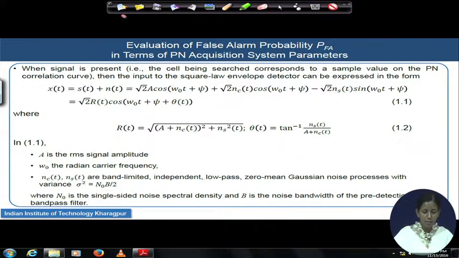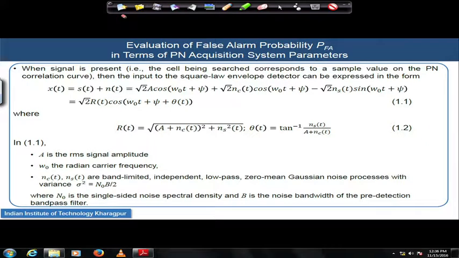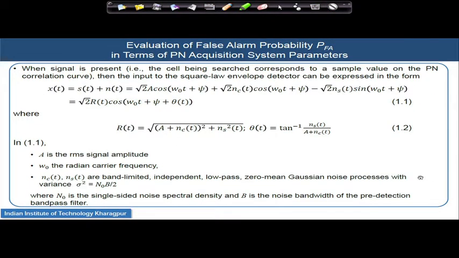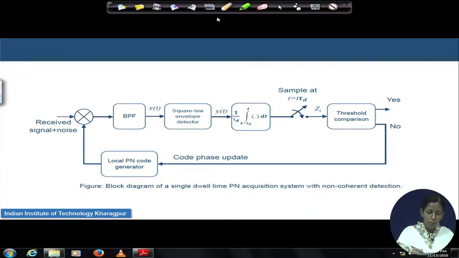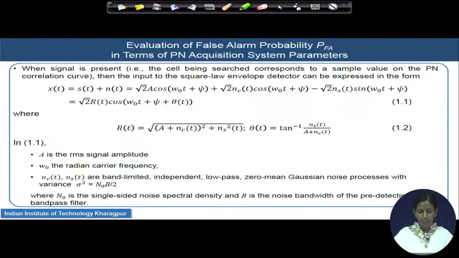We will now enter into the signal model. If the signal is present, then remember x(t) is here in the block diagram. It is the input of the square law envelope detector. If x(t) is present, you will receive a signal which is the combination of the intended signal plus the noise. We will start from here in the next slide.